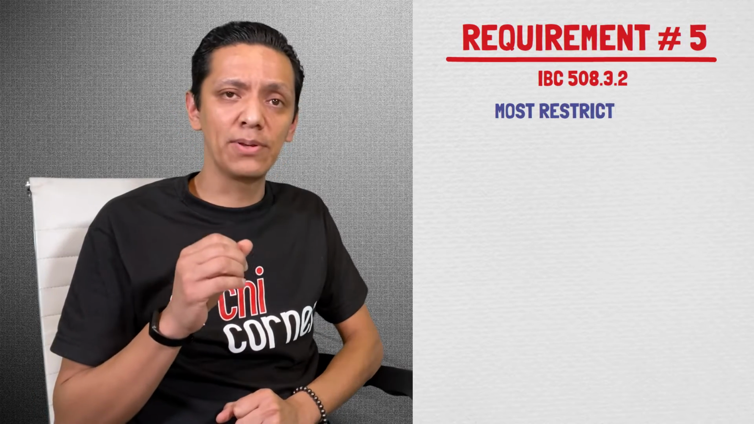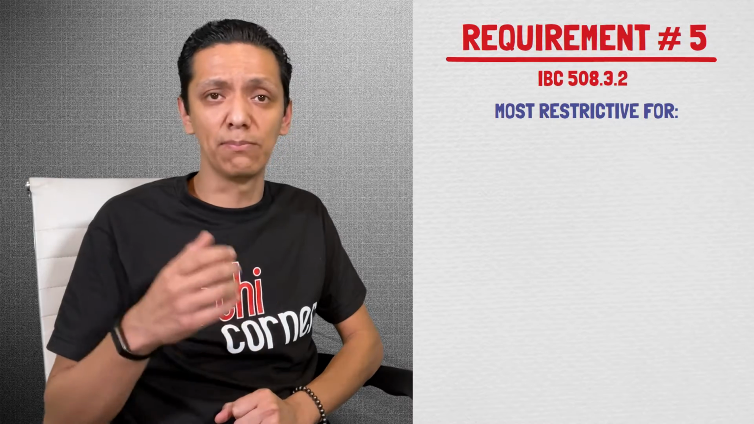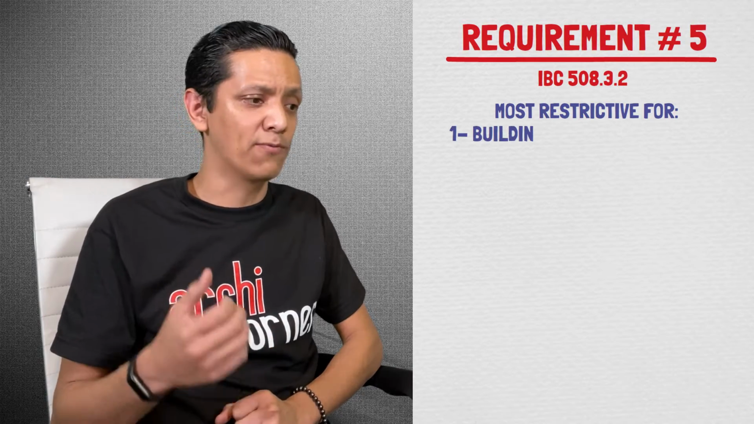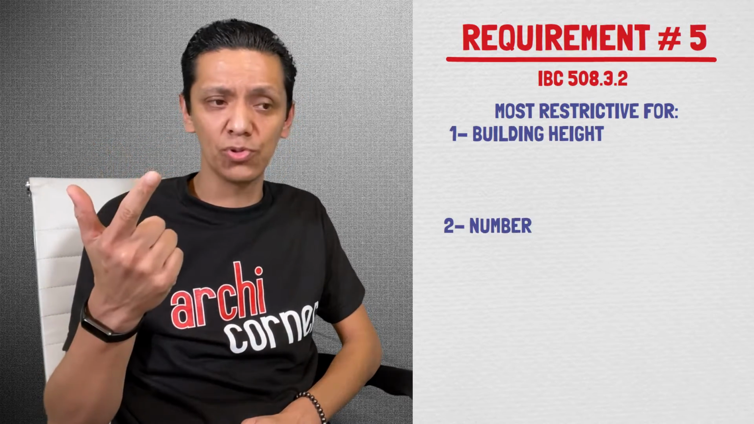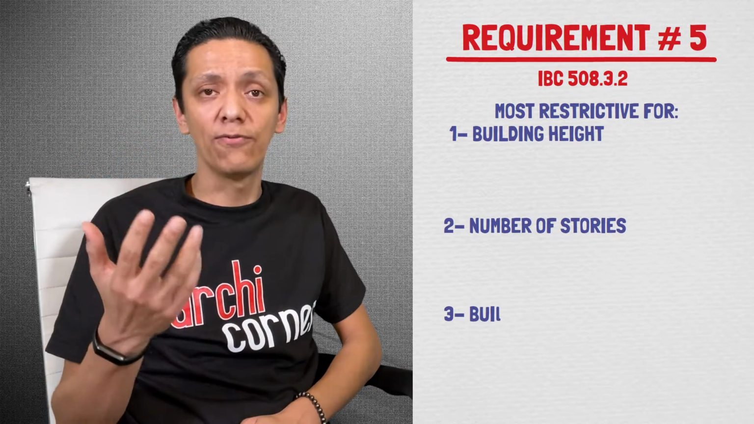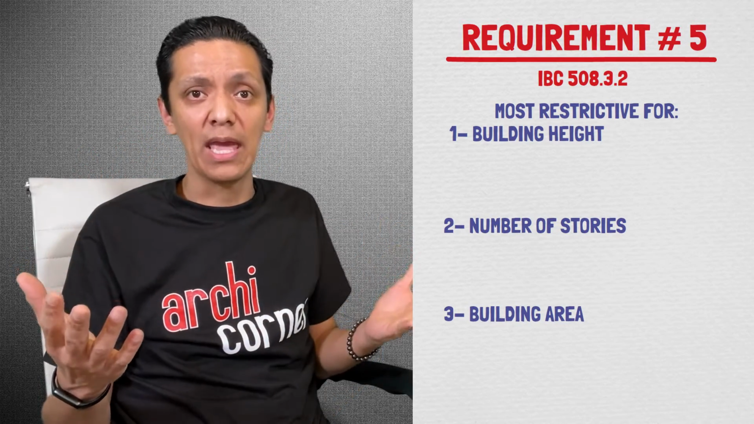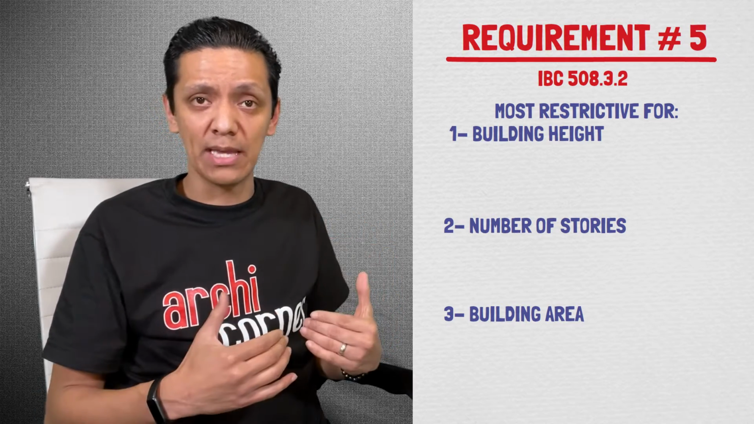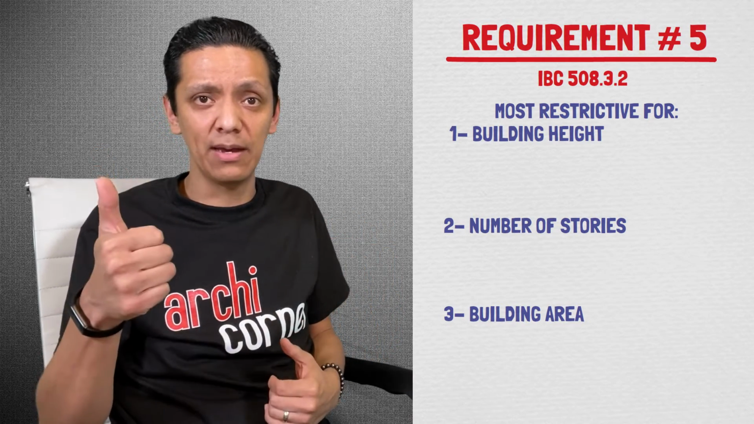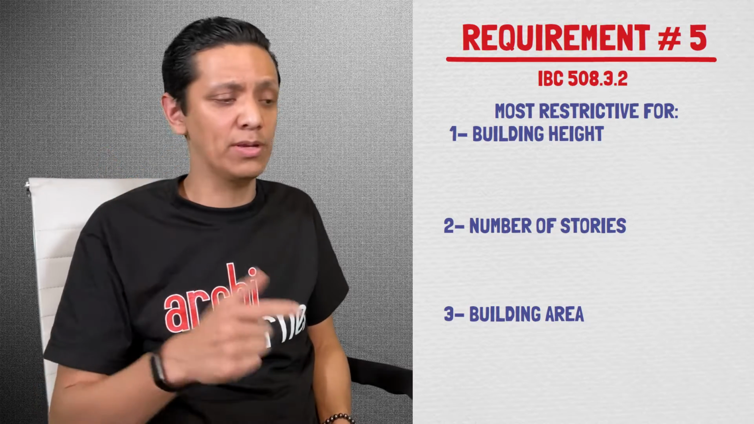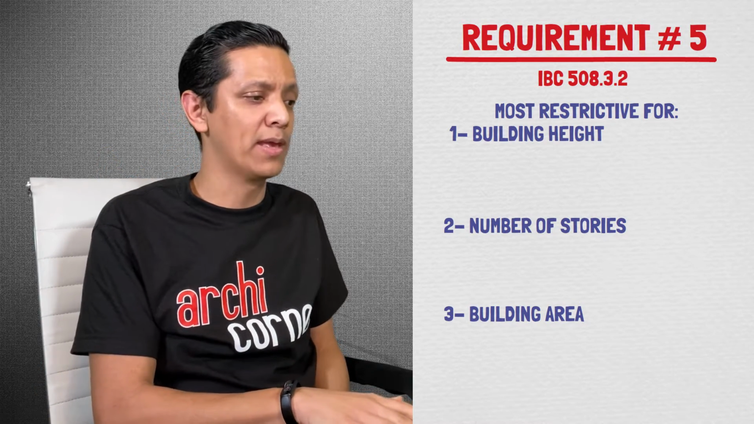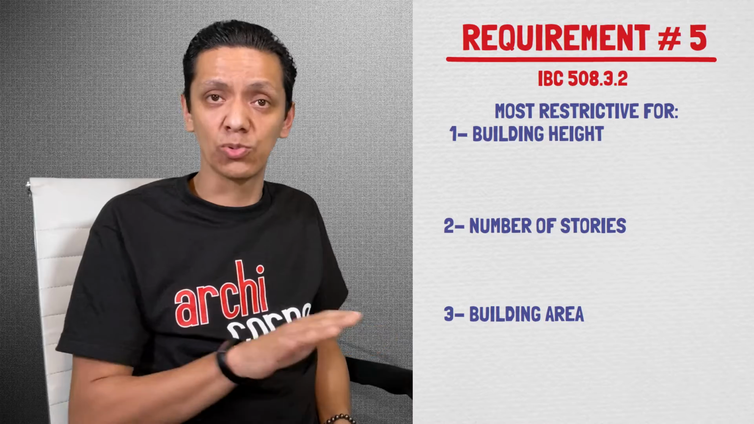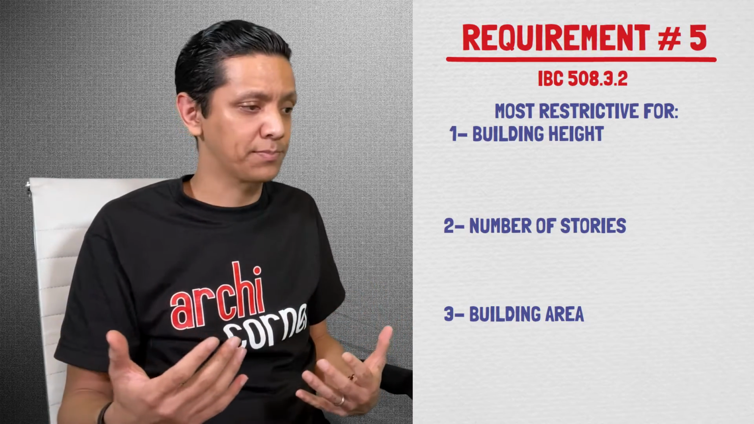In this section of the building code, it tells us that we have to find out the most restrictive allowance for our building height, the number of stories, and the building area for each one of our occupancies, and apply the most restrictive one. Let's run through this example for our project. We have a B occupancy group and an A3 occupancy group. So let's take a look at what's allowed for each one of these and see if we comply.